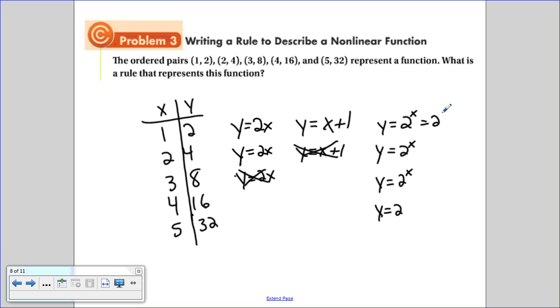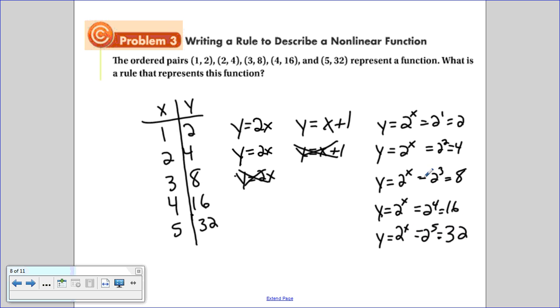See, all we're doing is 2 to the first equals 2. 2 squared equals 4. 2 to the third equals 8. Does 2 to the fourth equal 16? You bet. And how about 2 to the fifth equals 32? So that is our rule. What's the rule for this function? y equals 2 to the x power.